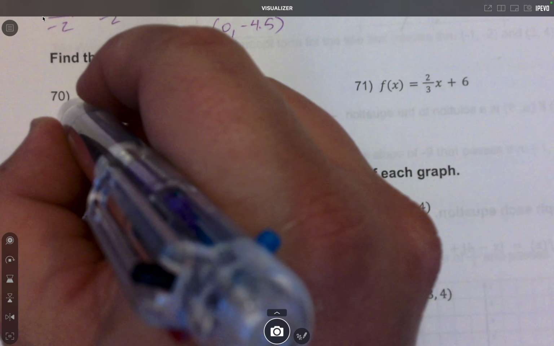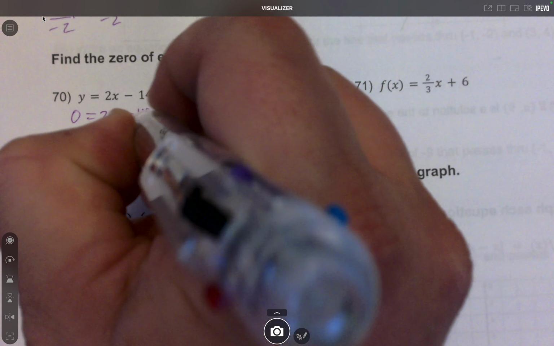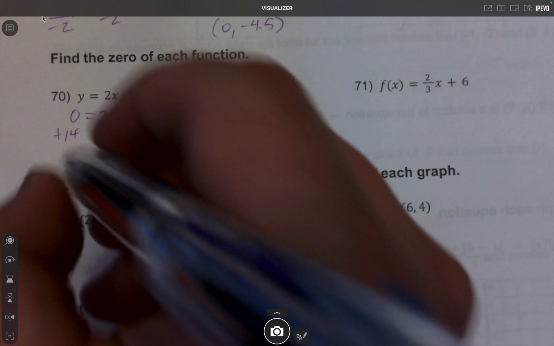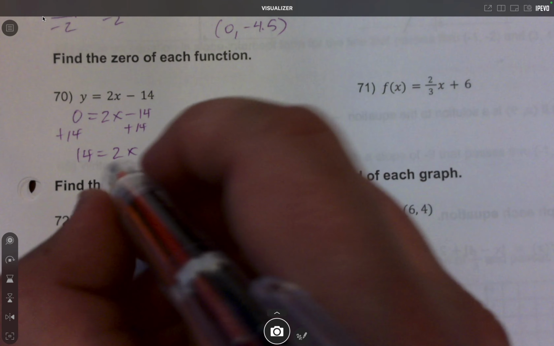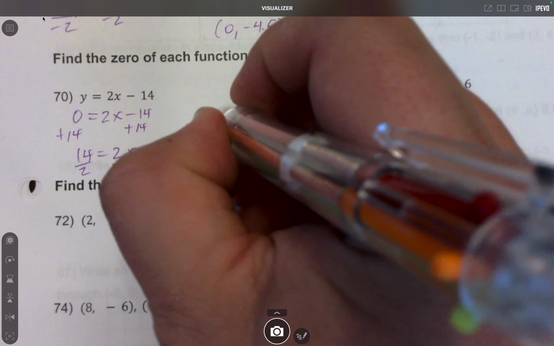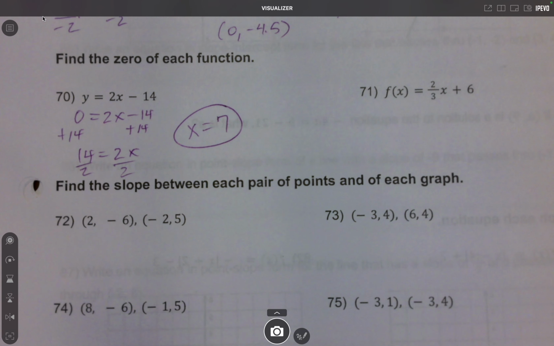So to find it, we just plug in 0 for y. I'll add 14 to both sides. Then divide both sides by 2. So this has a 0 at x equals 7. And if you don't remember, the 0 of a function is the same thing as its x-intercept.